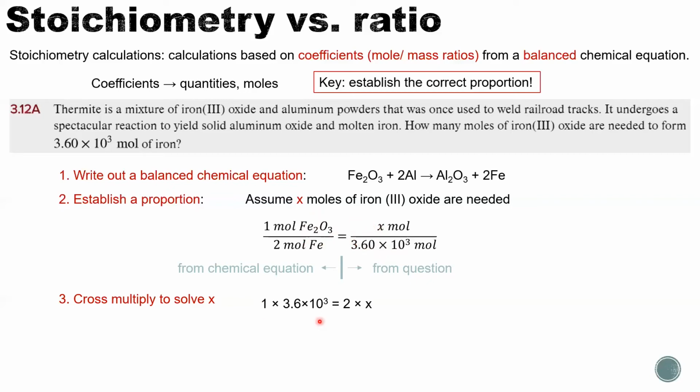Okay, now you can solve this equation. It's now turning a chemical problem into a math problem. So X equals 1.8 times 10 to the third, and the unit goes after the X. So we need 1.8 times 10 to the third moles of iron 3 oxide to form this amount of iron. Okay, look at this question. Establishing the proportion is the key.